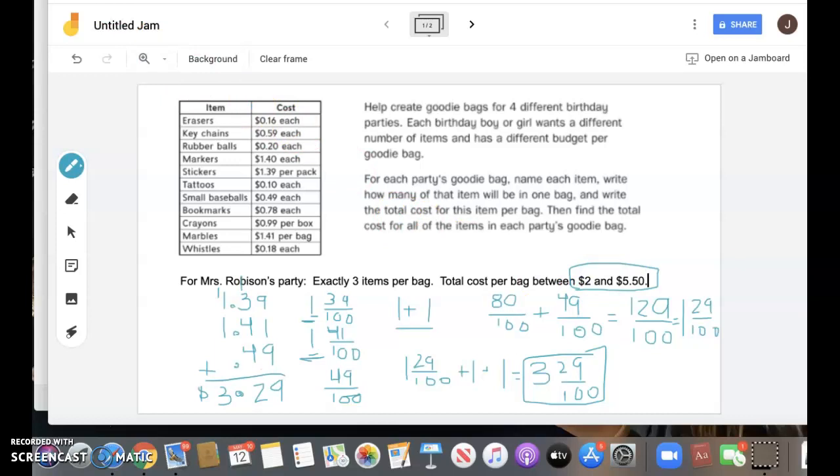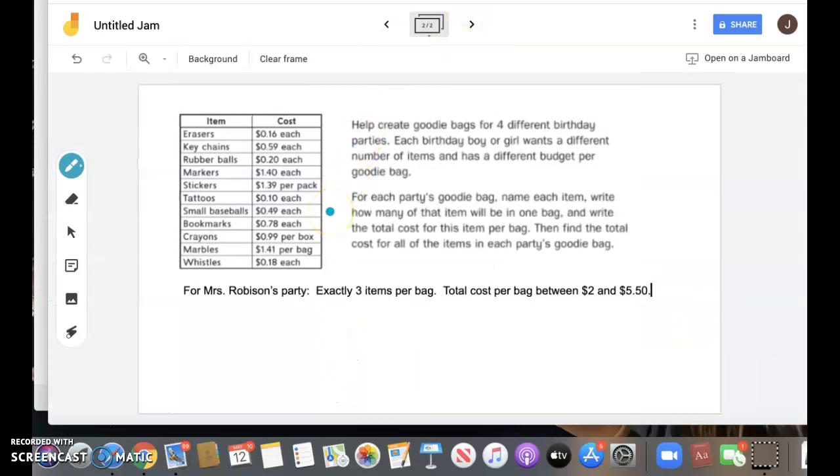So on this screen, I chose 3 different items to put in my bag. So let's take a look at it if I choose 3 of the same items, because this word problem just says I need to have 3 items. It doesn't say they have to be different. So I might choose to do stickers. So stickers are $1.39 per pack. And if I want 3 of them, right, I would be doing 3 times $1.39.